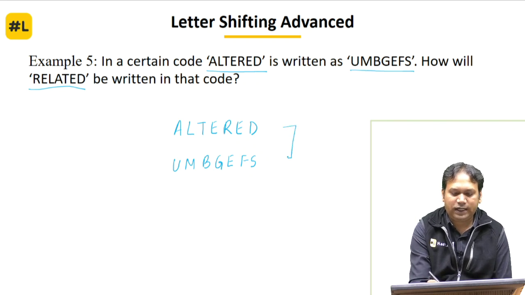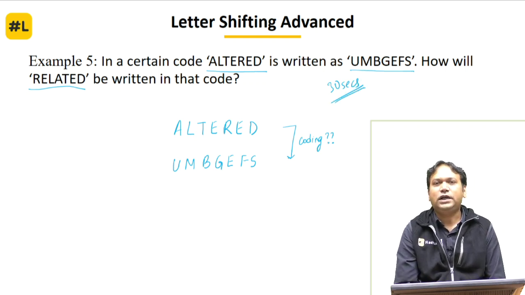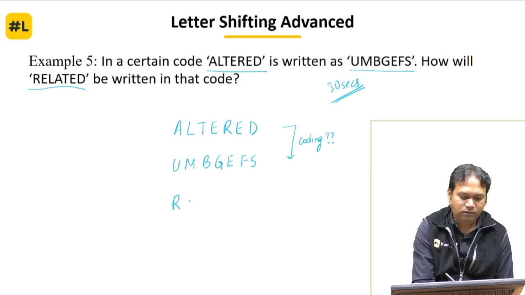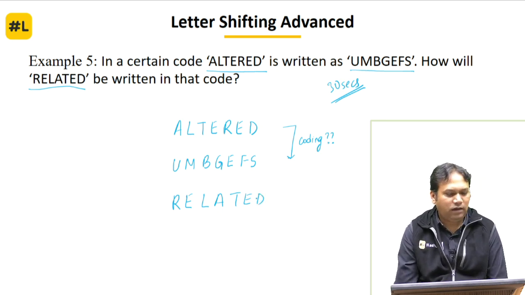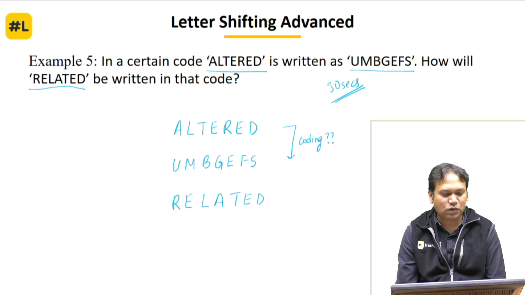What is the coding technique used? How has the coding been done? Try to figure that out quickly. In exams, we have hardly 30 to 40 seconds. After reading the question, you have maximum 30 seconds to solve and get the answer. So what is the answer for the word related? How will related be written in that code? Can anyone get the answer? Find out the coding technique used.